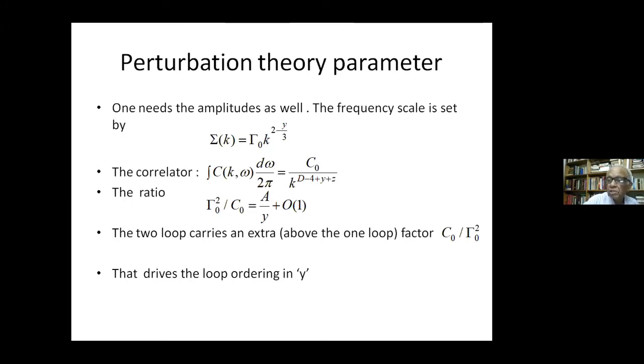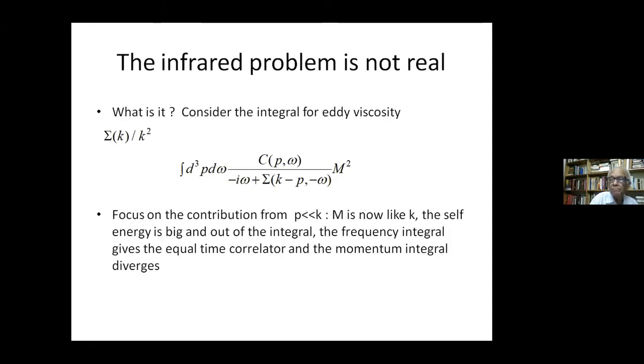And if I go to the third loop, I pick up 3 factors of C0 over 2 factors of C0 over gamma 0 square and extra factors, and that ensures that I start at y square. So all the loops are demarcated by this y. The 1 loop starts at order 1 over y, the 2 loop starts at order 1, and so on. This drives the loop ordering in y.